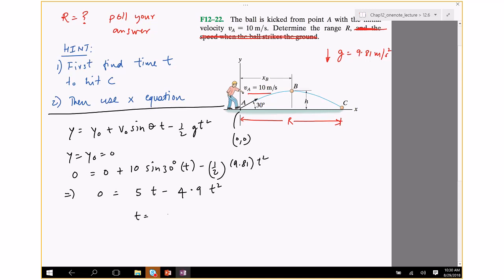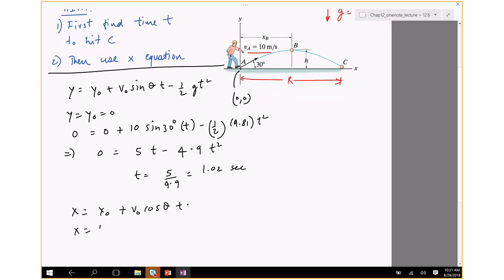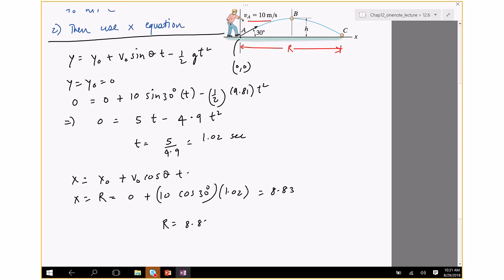So t equals 5 divided by 4.9. It's 1.02 seconds. Once we get that, we can write the equation for the range, which is x equals x0 plus v0 cosine theta t. So x, which is the range, is 0 plus 10 cosine of 30 degrees times the time, which is 1.02. So 10 times cosine 30 degrees times 1.02 gives 8.83. So the range is 8.83 meters.